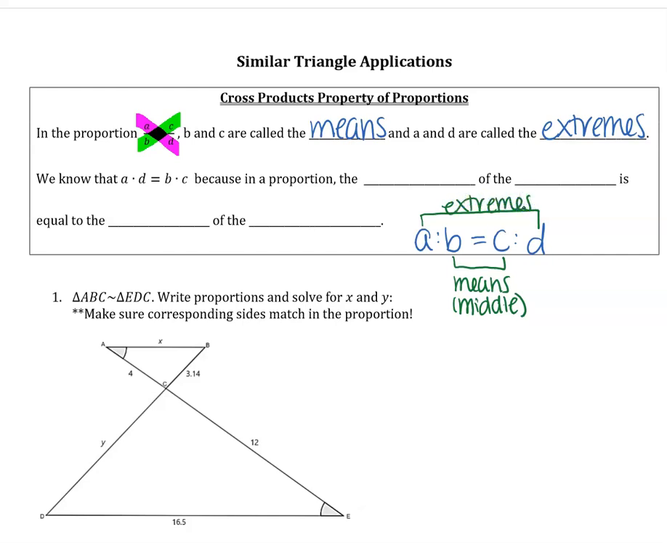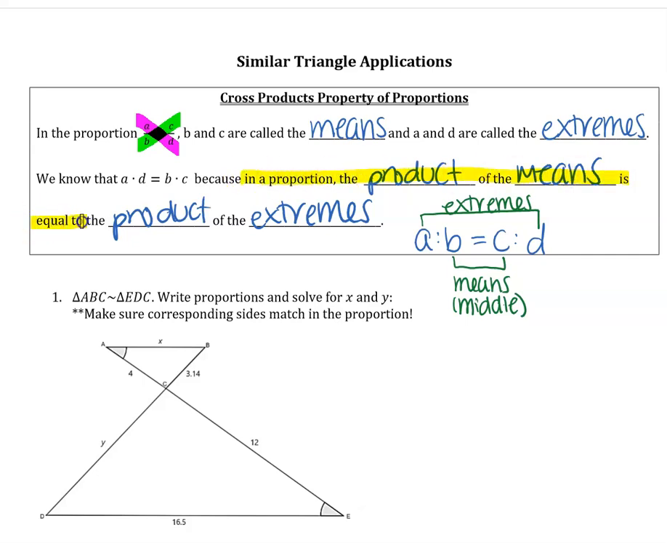So again, that's why A and D are the extremes and B and C are the means, but you just need to know that you can multiply them. So we know that A times D equals B times C, because in a proportion, the product of the means is equal to the product of the extremes. And this, my friends, is going to be an important theorem that we will use throughout this unit.